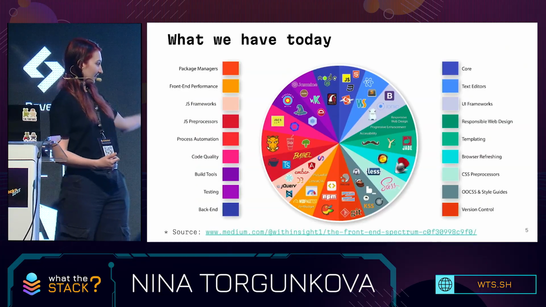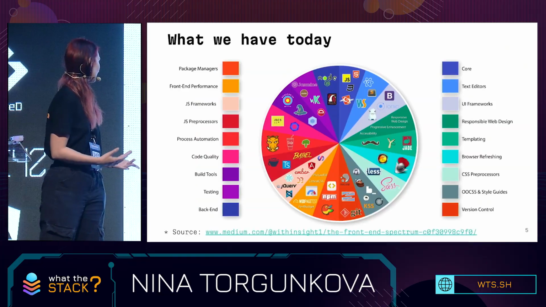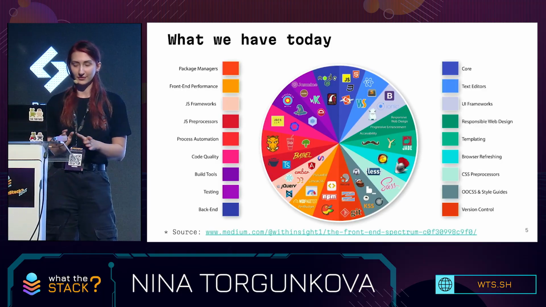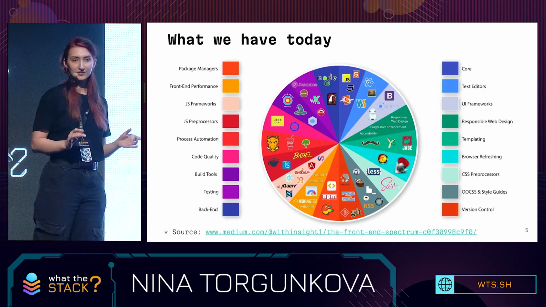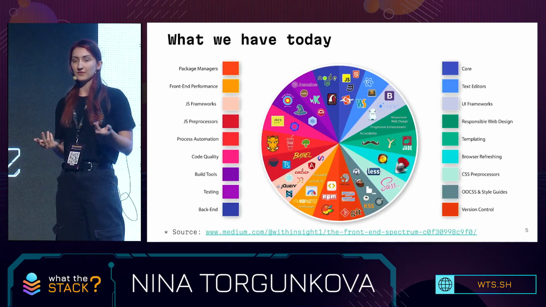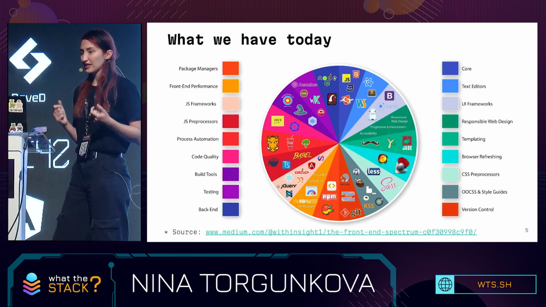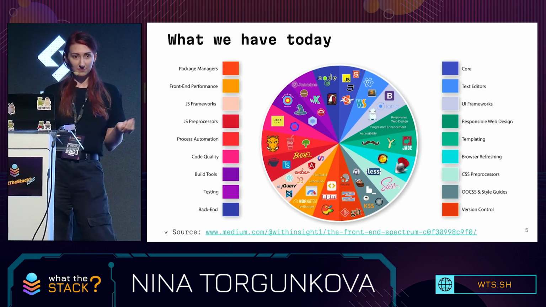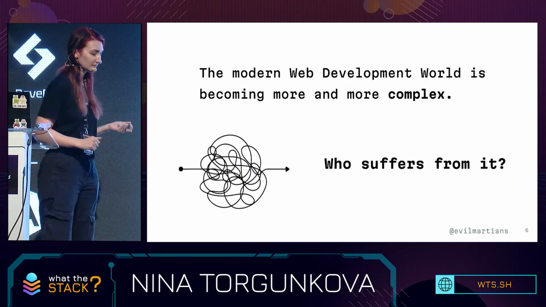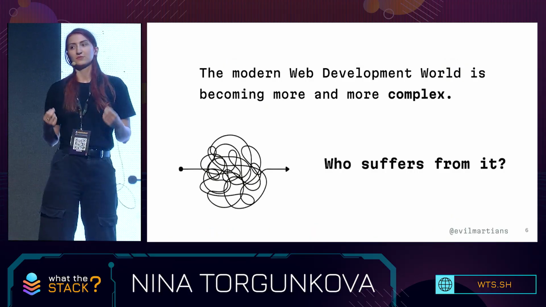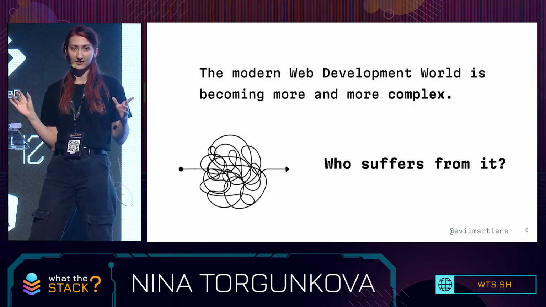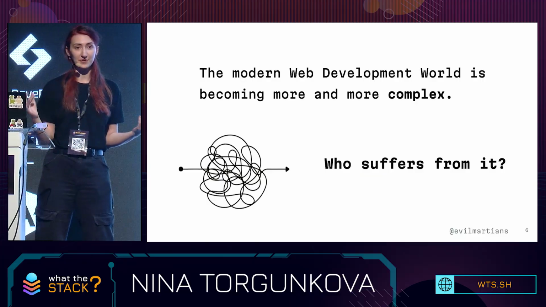Today we have these. A lot of package managers, preprocessors, build tools, and other libraries. And all of this started when we got frameworks. We believed that frameworks would give us convenience and increase the speed of our development process. But what did we eventually receive? The modern web development world is becoming more and more complex every year. But the most crucial part of it is that people suffer.